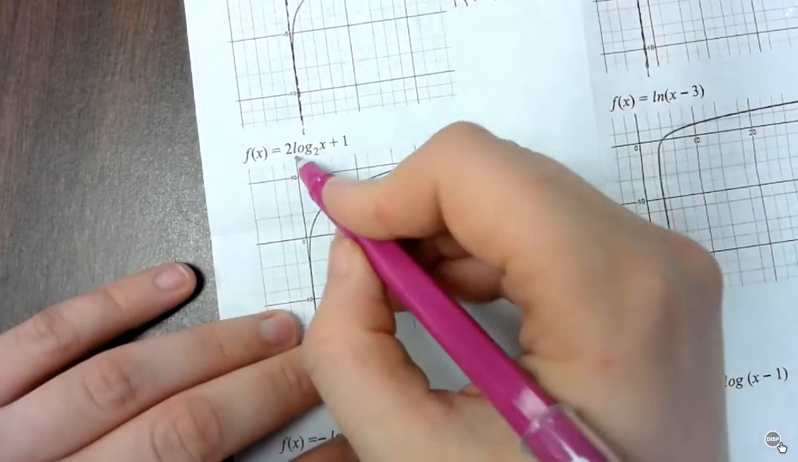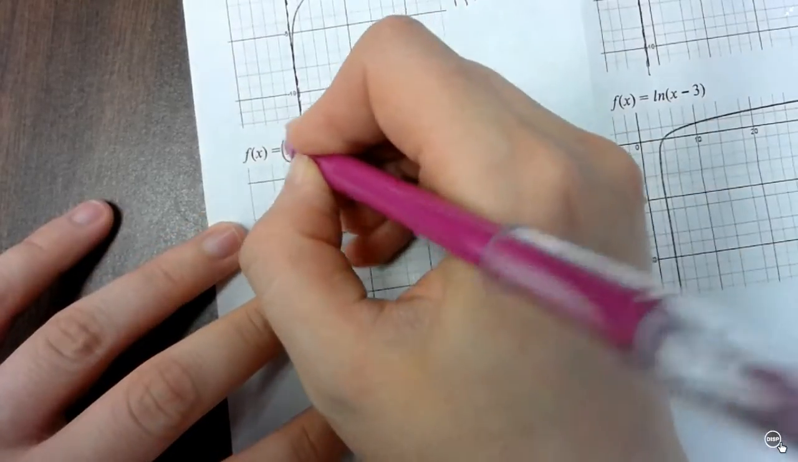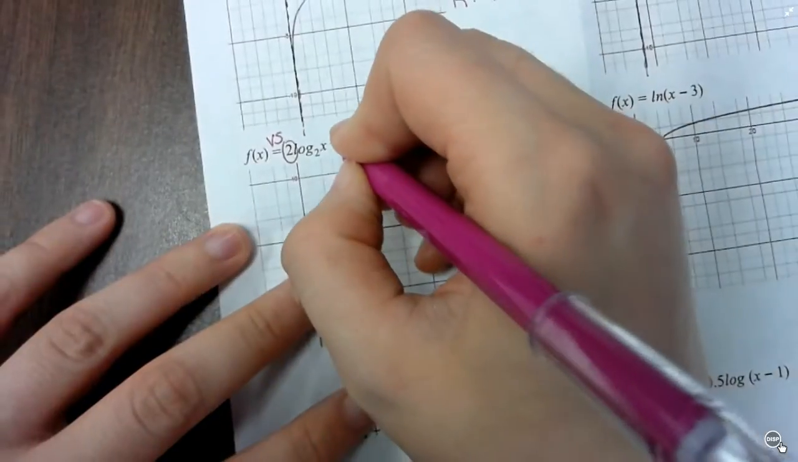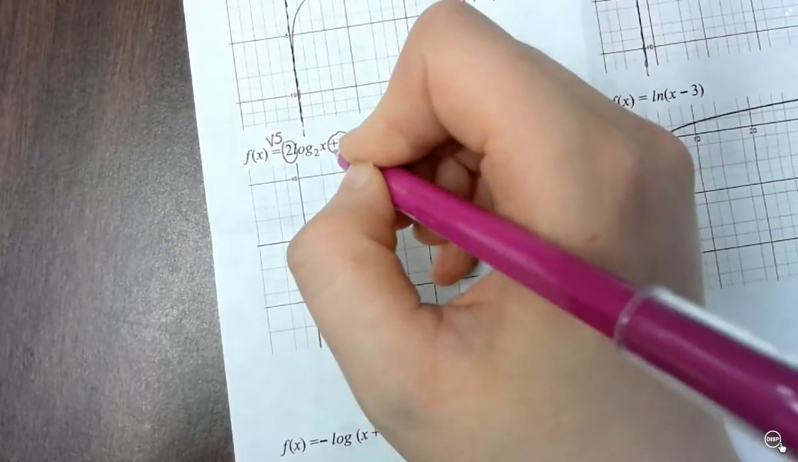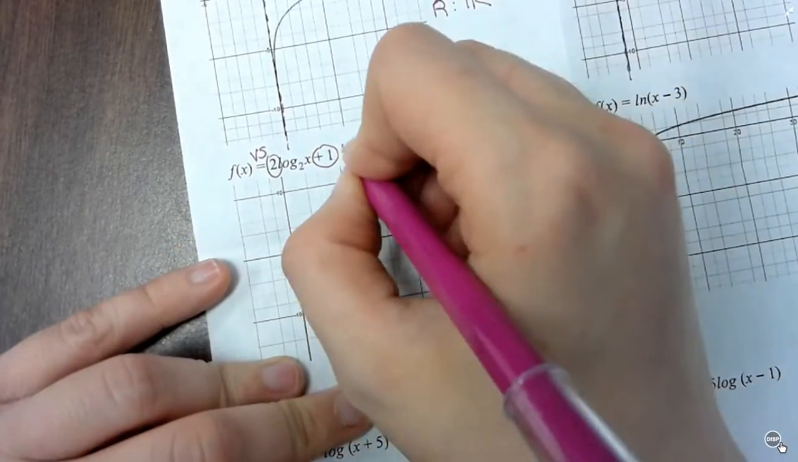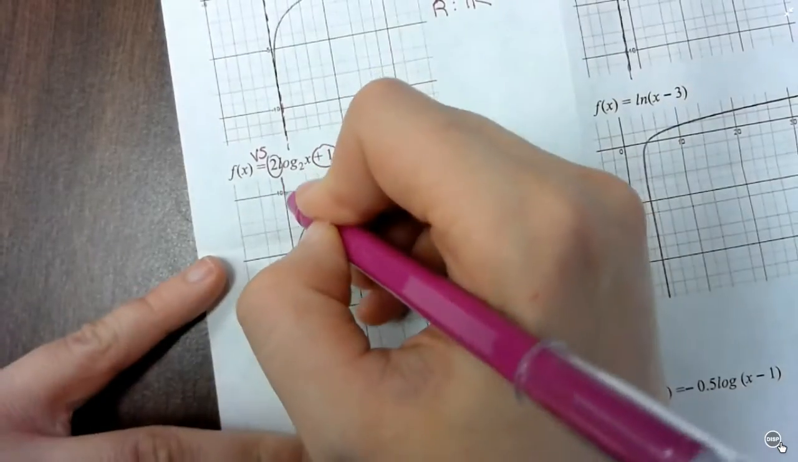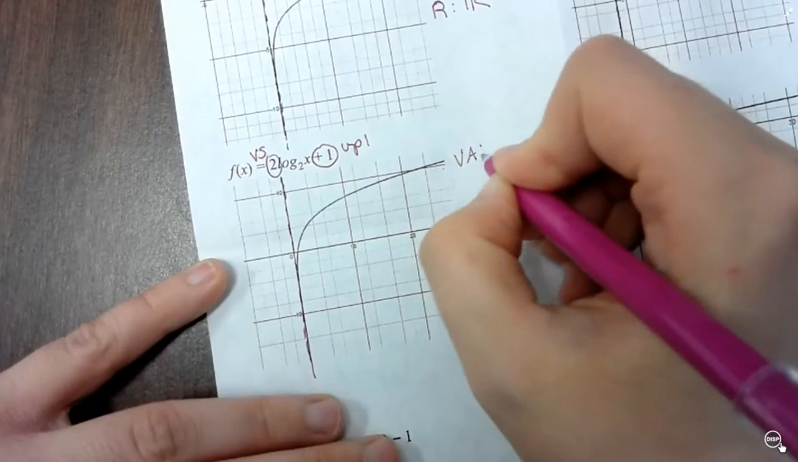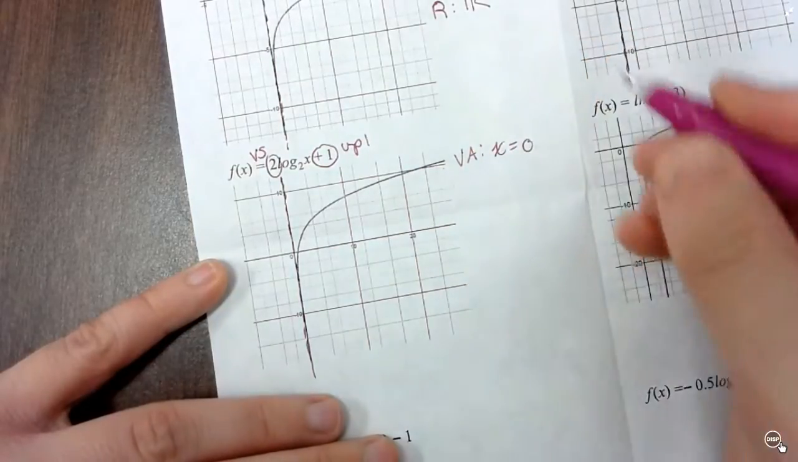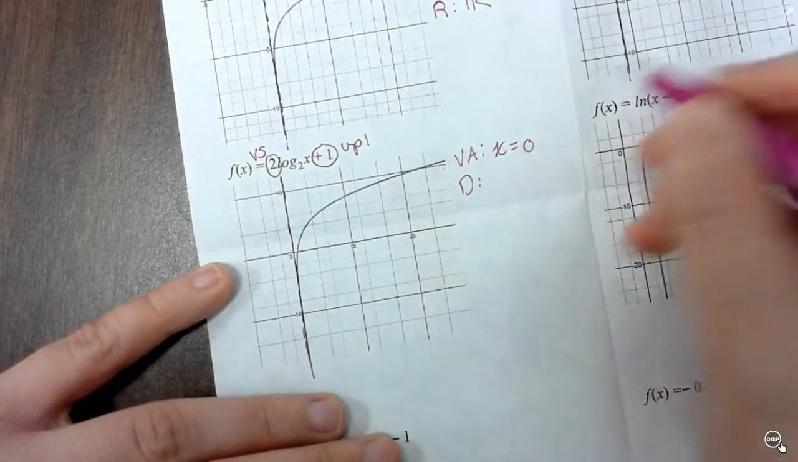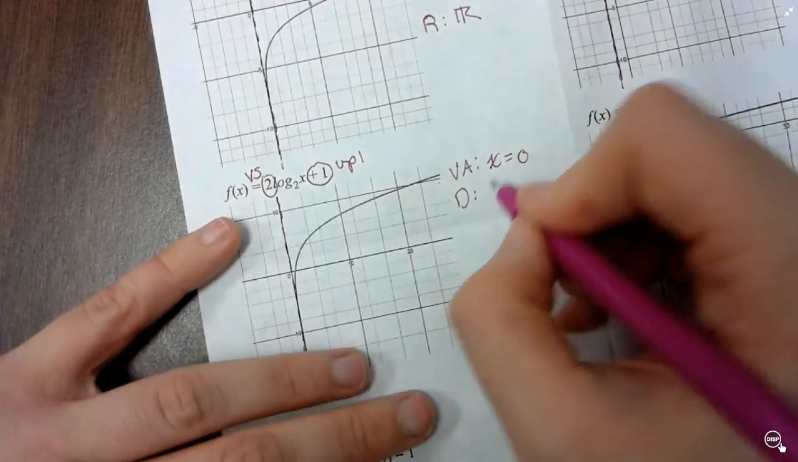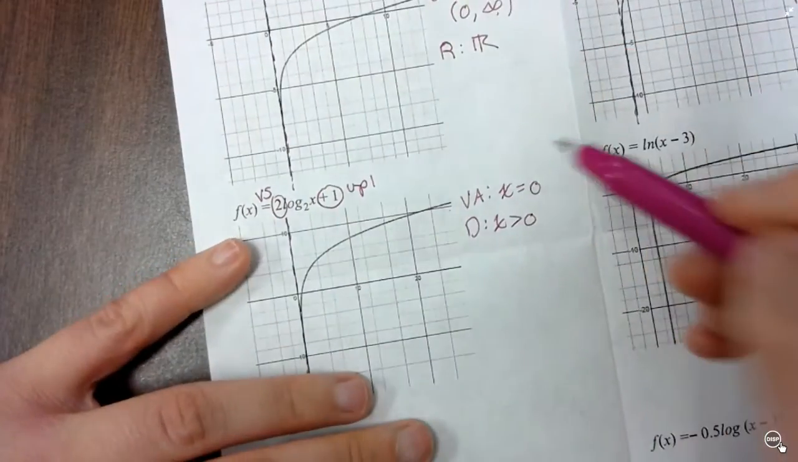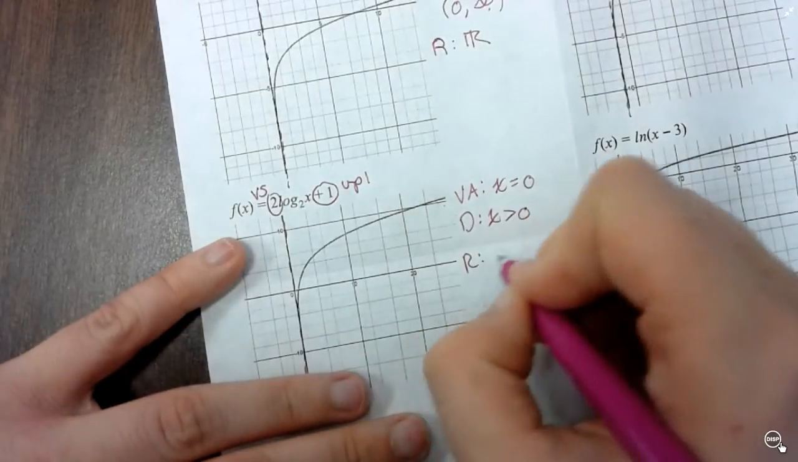Third one. So, I've got a 2 sitting in front, so that's going to be a vertical stretch. And then I've got a plus 1. Notice it's not in parentheses, so that's going to be up 1. I've got my vertical asymptote at 0. So vertical asymptote at x equals 0. My domain, just like the previous one, is x is greater than 0. And again, you can write interval notation if you want. And my range is all real numbers.